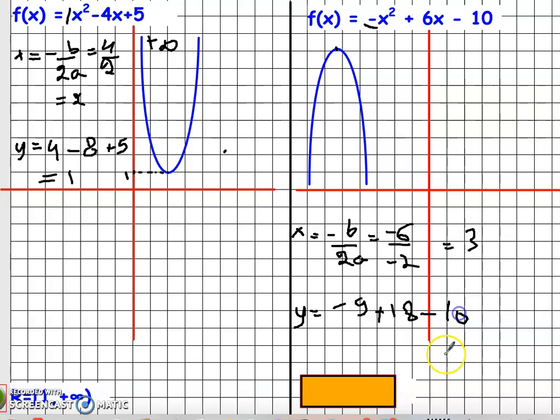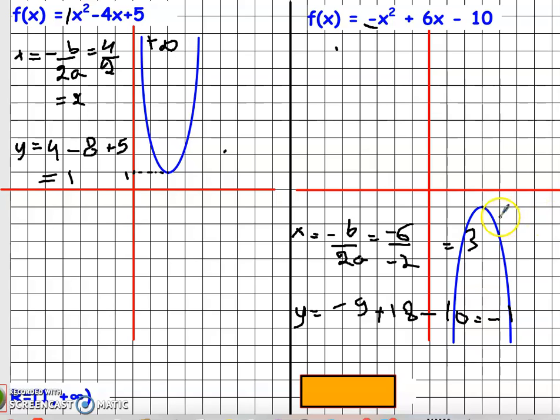Minus 10 equal to minus 1. So x equal to 3 and y equal to minus 1 is the coordinate of this vertex. So here x equal to 3 and y equal to minus 1. So this will be our graph.